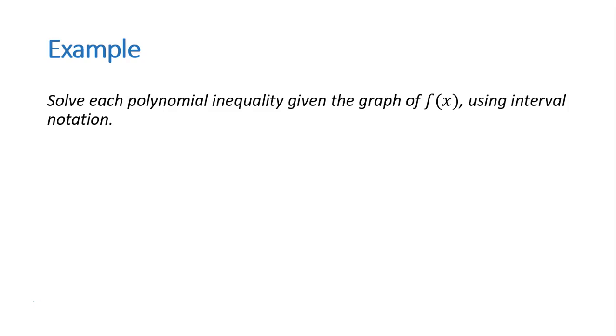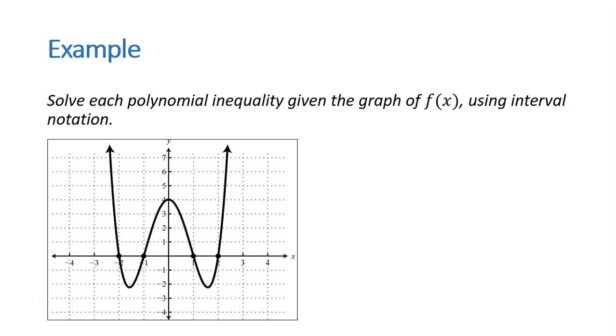Let's look at an example. So we want to solve each polynomial inequality given a graph of our polynomial function. So here's our graph, and we want to solve each of the four possible polynomial inequalities: f of x greater than or equal to 0, greater than 0, less than or equal to 0, and strictly less than 0. So before we dive in, let's think a little bit more about what this graph is telling us.